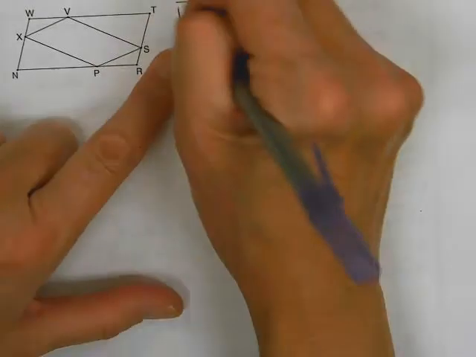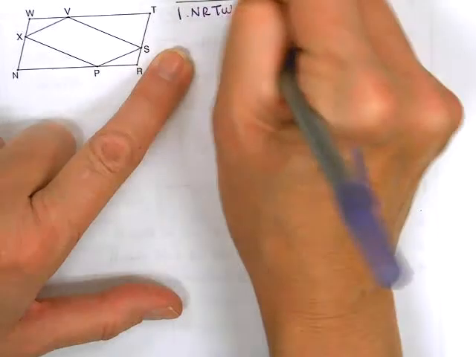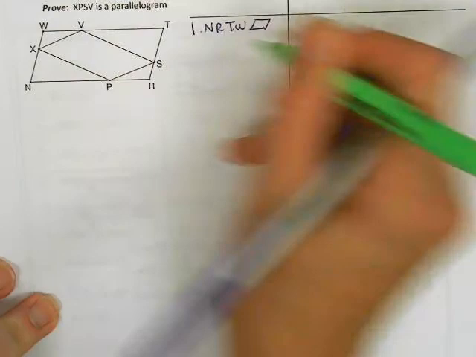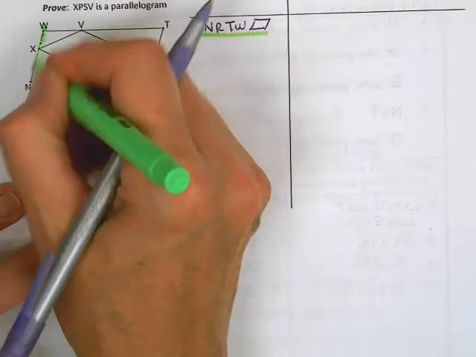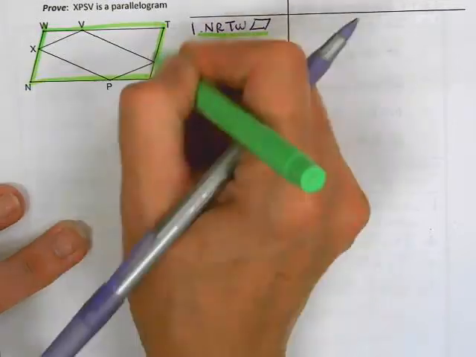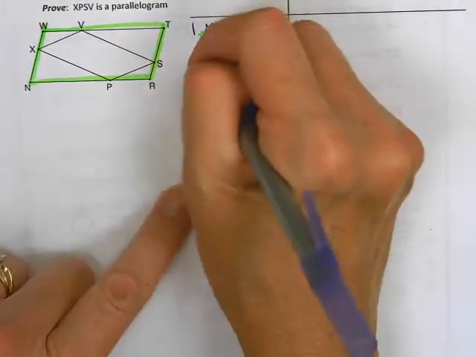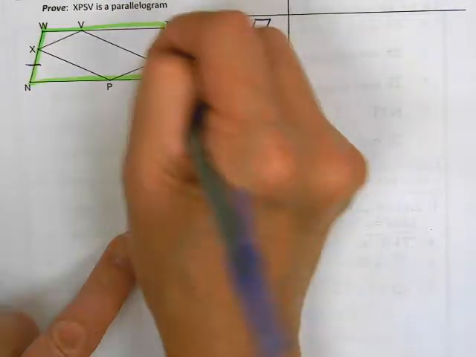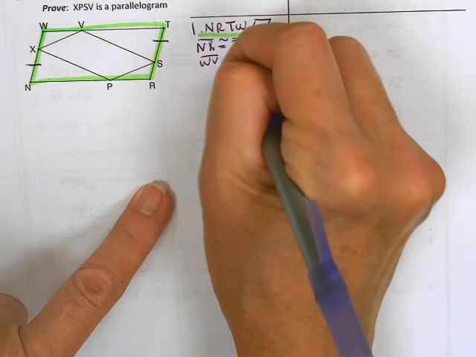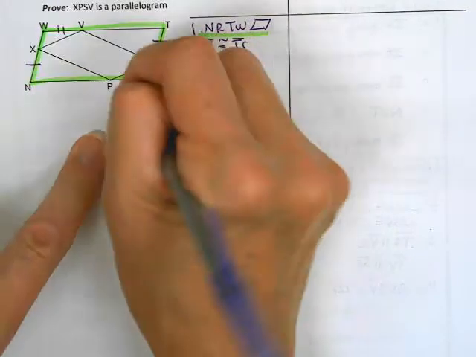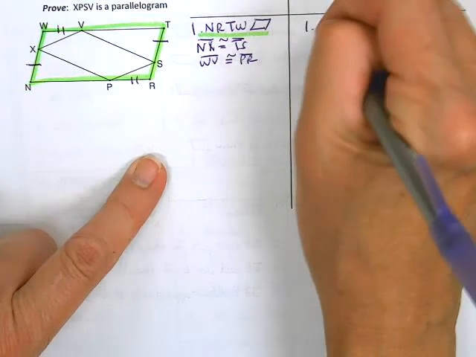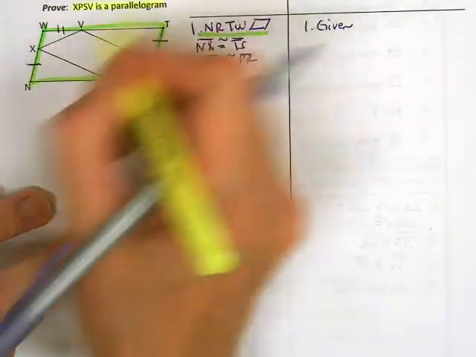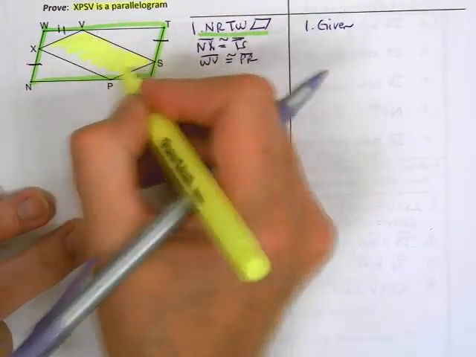Example 3. NRTW is a parallelogram. So let's mark what we have here. NRTW. So this is the one that we have information on, that big one right there. We have NX congruent to TS, WV congruent to PR. That's all given. And I'm trying to get this guy in here to be a parallelogram.